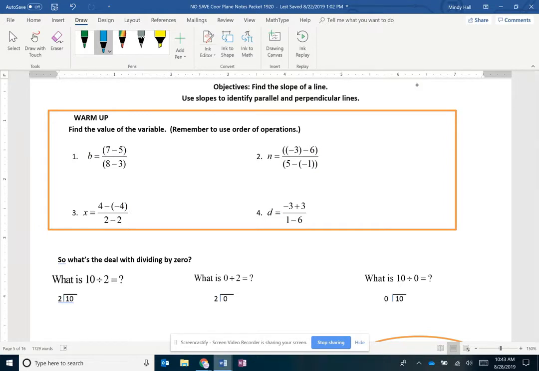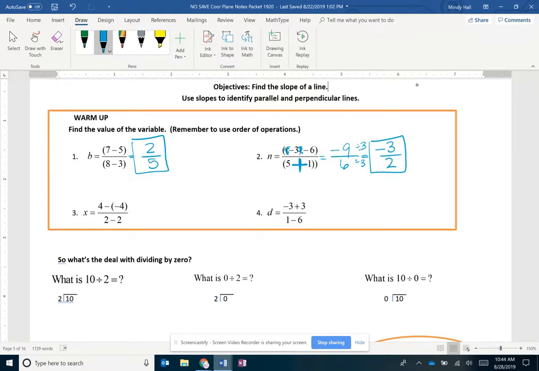So for number 1, 7 minus 5 is 2, and 8 minus 3 is 5, so that would just be 2 over 5. For number 2, we would have negative 3 minus 6. If those parentheses confuse you, just ignore them. Negative 3 minus 6 is negative 9. And then 5 minus negative 1 would give us a big fat positive. So 5 plus 1 is 6. So then to simplify, both of these can be divided by 3. So negative 9 divided by 3 is negative 3, and 6 divided by 3 is 2.